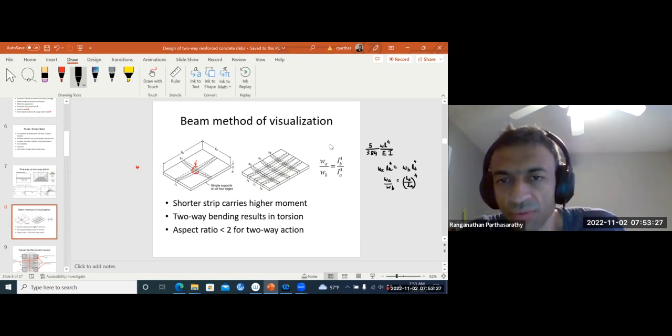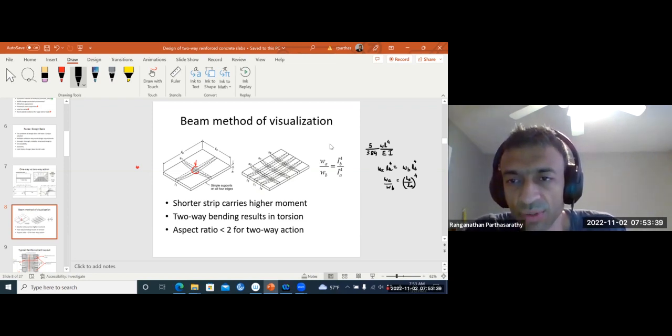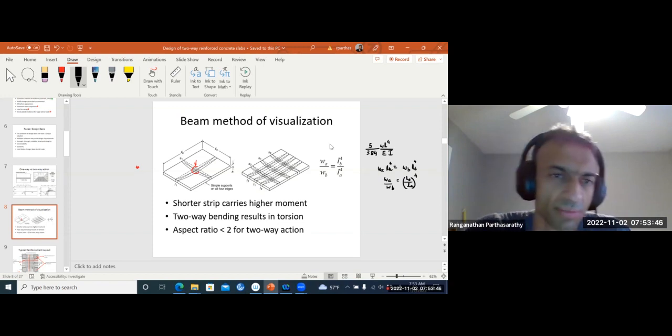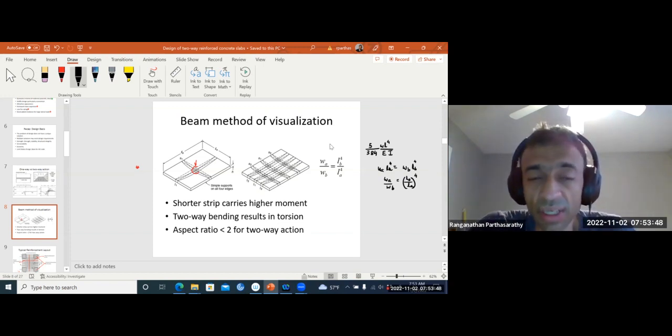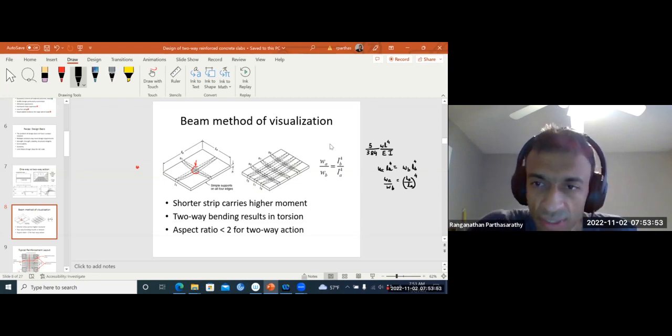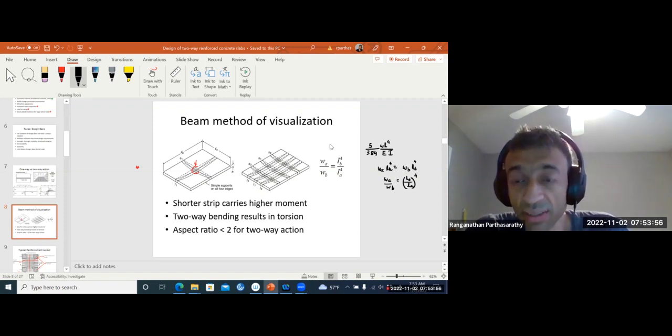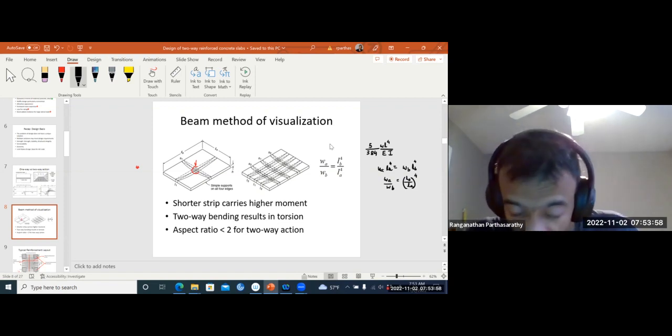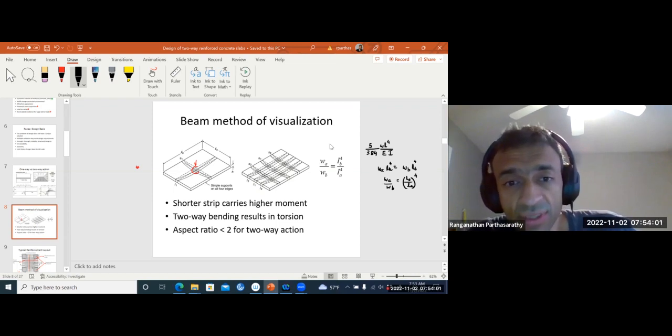So if the shorter direction is half the length of the longer direction, then it will carry 2 to the power 4, that is 16 times more load. Did you see? It's because of the large difference in stiffness. This is still not an accurate analysis, but very roughly, it gives us the explanation.